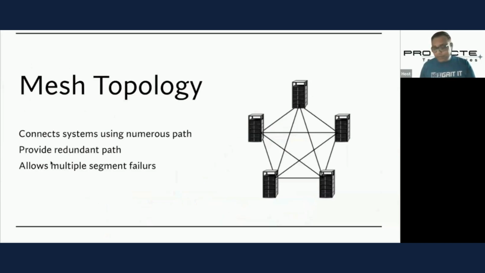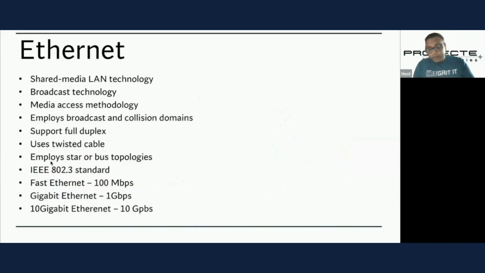Then you have mesh topology. Mesh topology is when you connect multiple devices into a mesh. Routers are connected in this particular arrangement. What does it provide? Resilience against multiple segment failures. It can take on any link breaks, since there are multiple links available between endpoints. So routers are generally connected in this manner.